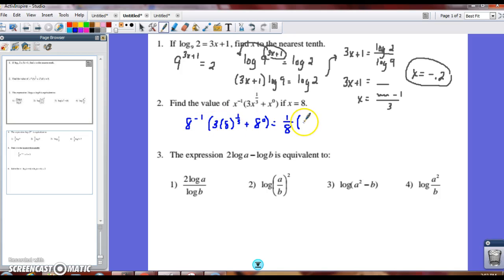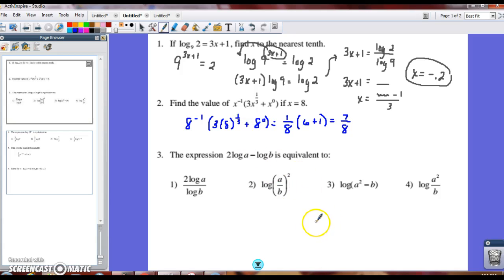So 3 times 2 would give you 6. 8 to the 0 power is 1. So I end up with 7/8 as my answer. It looks trickier than it really is. The idea here is understanding what's happening with each of these exponents. Okay, that's all that's really going on in that problem.